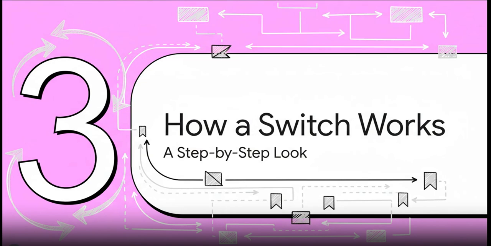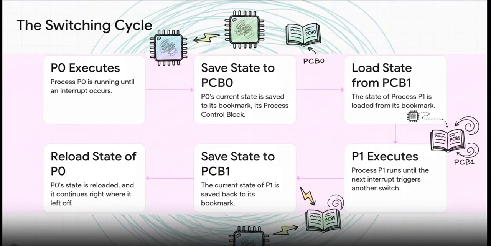So let's actually visualize this. How does the CPU use these bookmarks to juggle everything so flawlessly? It's really just a continuous, elegant cycle. Okay, let's walk through it. Imagine process 0 is running along, doing its thing. Then, bam, an interrupt happens. Maybe you moved your mouse or a key was pressed.